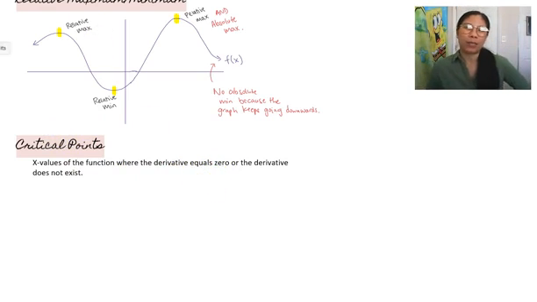If you think back a little bit to chapter 2 when we talked about derivatives, the derivative does not exist when the function's not continuous, when you have any sharp turns, or if you have a vertical tangent line. So if your function has any of those things, the x value where it occurs counts as a critical point. Also, when you can set the derivative equal to 0 and solve for x, that also counts as a critical point. And these critical points are important for us because they help us solve for other things later on.